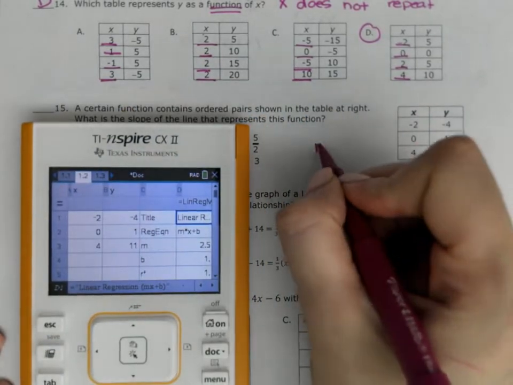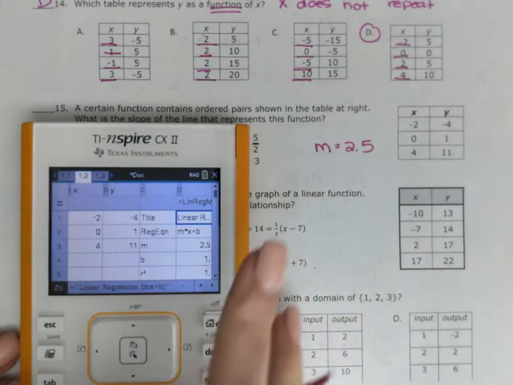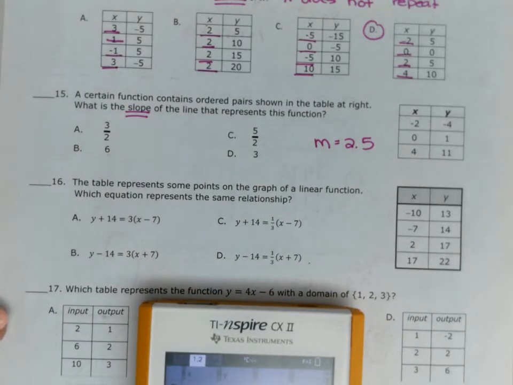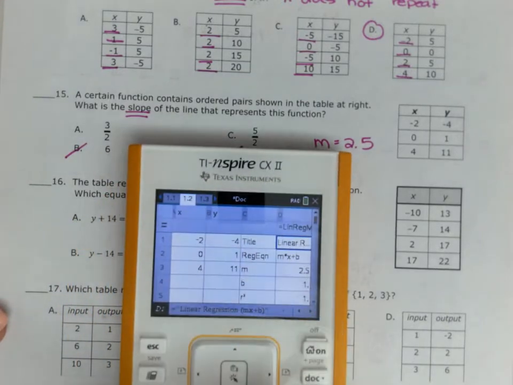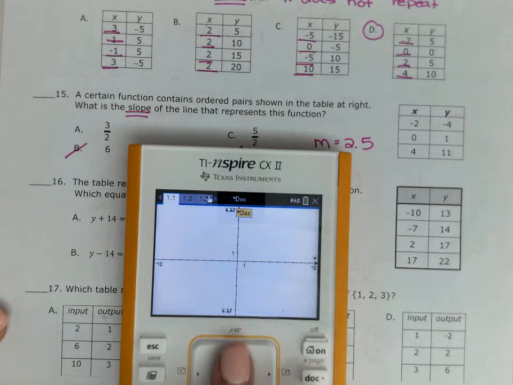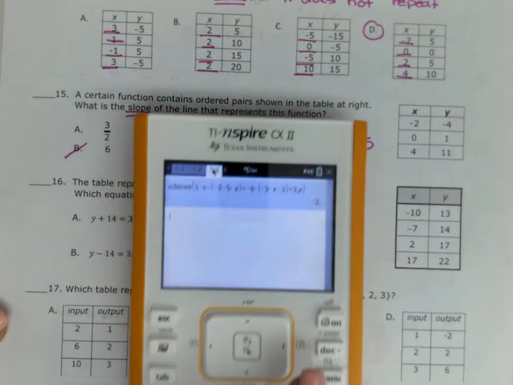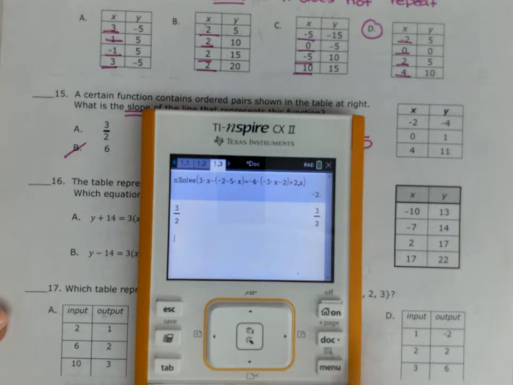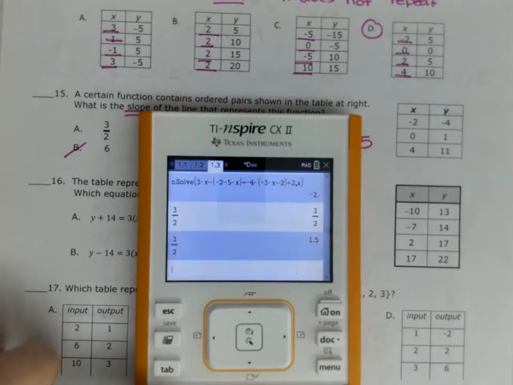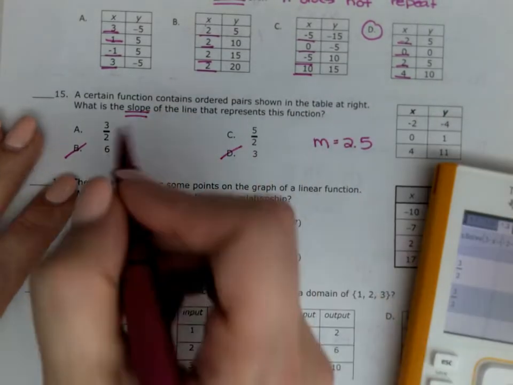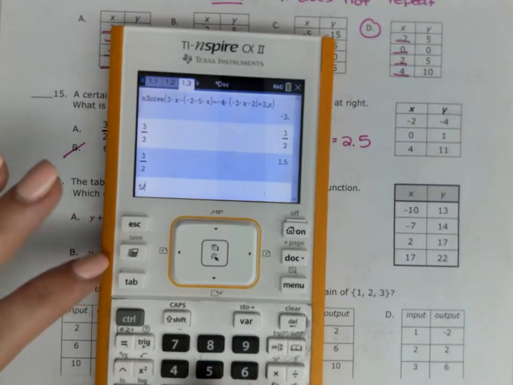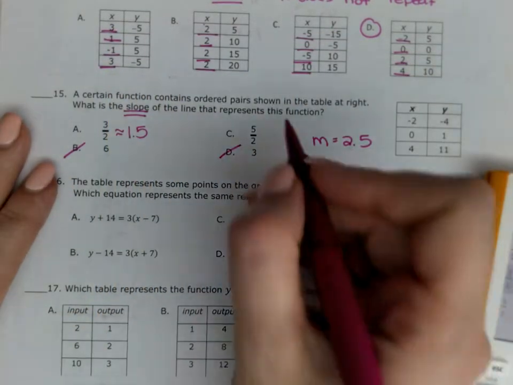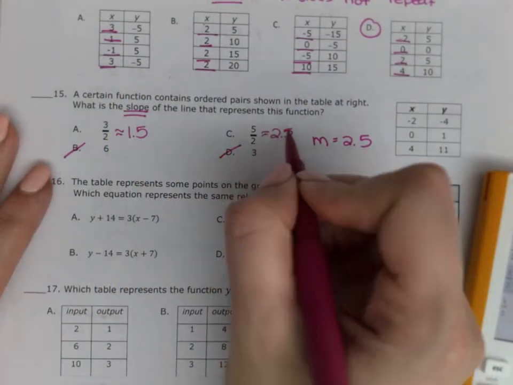So my m is 2.5. Well, none of those answers look like 2.5. Obviously, it's not 3. Obviously, it's not 6. But to see which one of those it is, if I go back to my calculate, and I type in 3 divided by 2, if you click Control Enter, it'll change it to a decimal. So this is 1.5. 5 divided by 2, Control Enter, is 2.5.